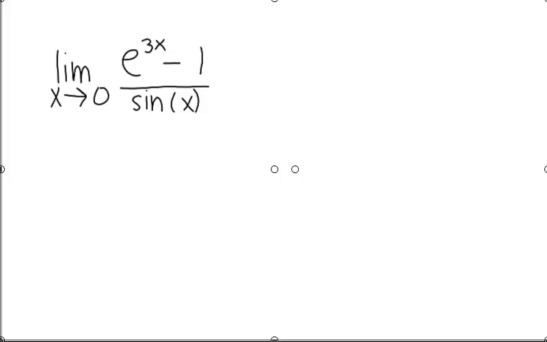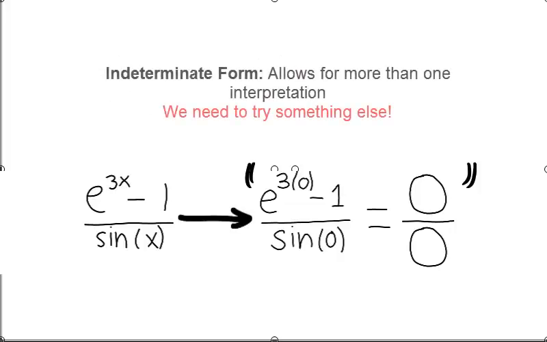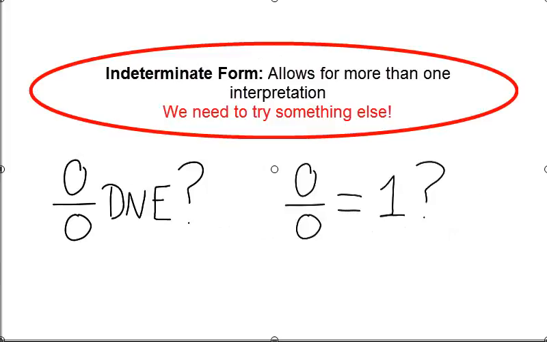When we use direct substitution, we get the form 0 over 0. It's not clear how we should interpret 0 over 0. In general, we cannot divide by 0, so we'd like to say the limit does not exist. However, we also know that any expression divided by itself is equal to 1. Because we have no good reason to pick one of these options over the other, we say that 0 over 0 is an indeterminate form. That is to say, the limit cannot be determined from the given information.